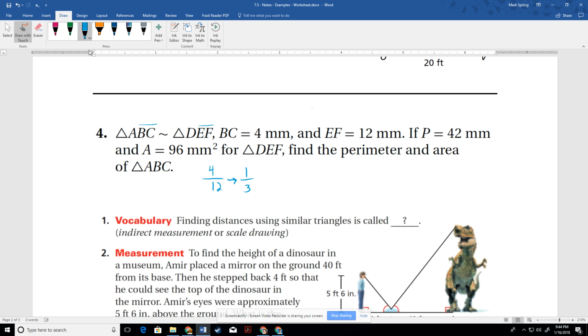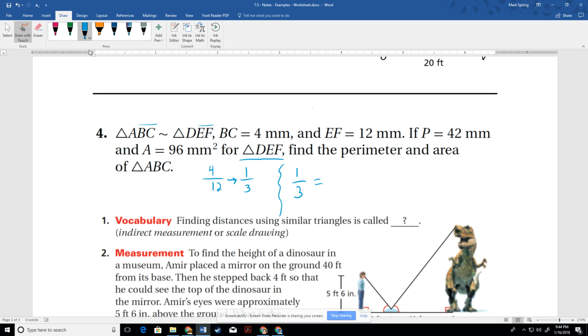Okay, so it tells me the perimeter is 42 and the area is 96 of the second triangle, right? So of the larger triangle, it's telling me those two things. So to find the perimeter, we know the perimeter has the same similarity ratio or scale factor. It's going to be the same as the sides that we already found out was 1/3.